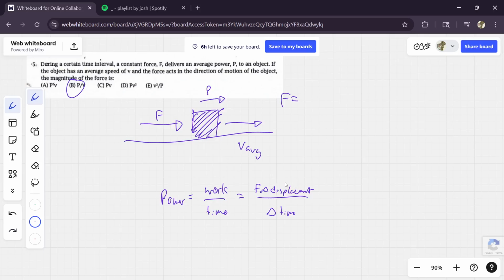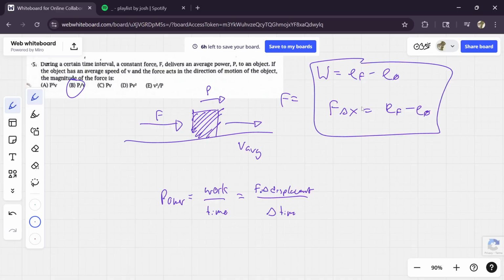We've done this before when solving general energy questions. We have work is equal to E final minus E initial. Sometimes we don't know what the work is, but we do know what the force is. So we end up doing F times change in displacement is equal to E final minus E initial. This is the same equation, which goes to show that these two are fully interchangeable. And that's what's going on here, right? So then this ends up being equal to F times V average.